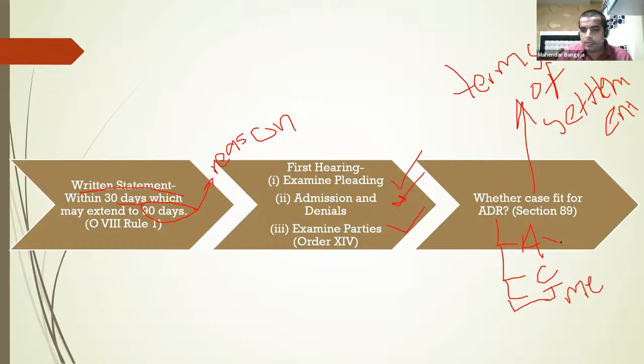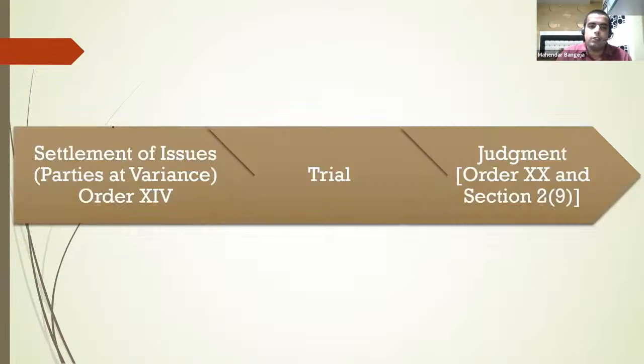In arbitration and conciliation, you will need the consent of the parties before the filing of the suit, obviously. In other cases, the court will see whether there are terms of settlement. Assuming there are no terms of settlement, then the court will settle the issues.